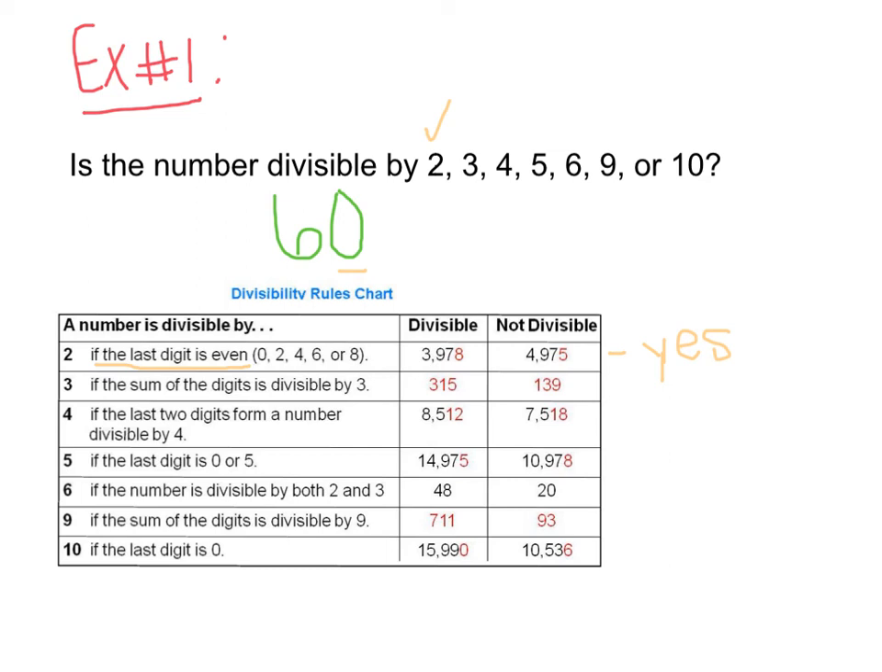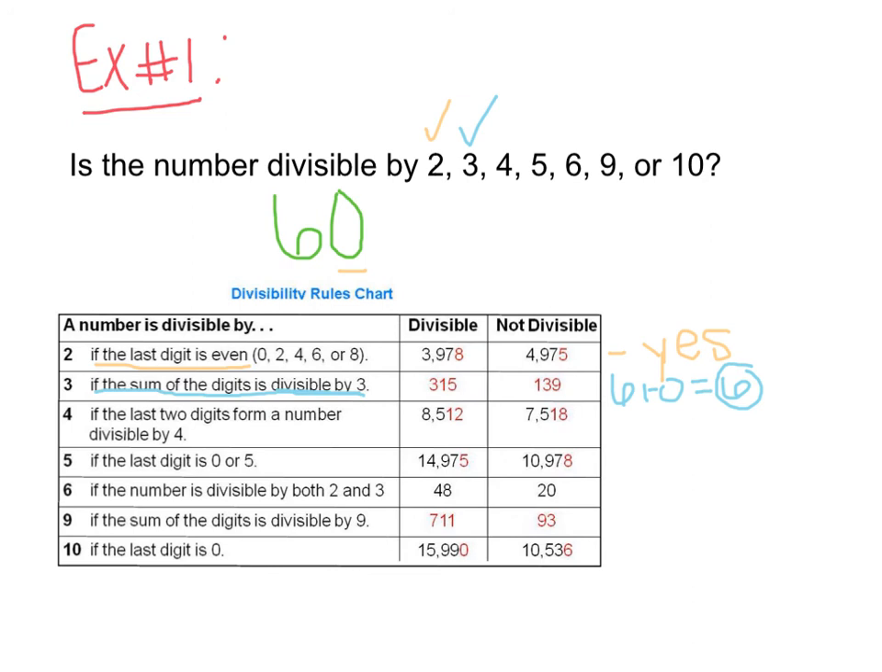Okay, is 60 divisible by 3? Let's look at our rule. If the sum of the digits is divisible by 3. Sum means to add them. We have a 6 and a 0. If I add 6 plus 0, I get 6. Now we have to say, is 6 divisible by 3? And yes, we know 6 divided by 3 is 2. So 3 is also an answer. 60 can be divided evenly by 3.